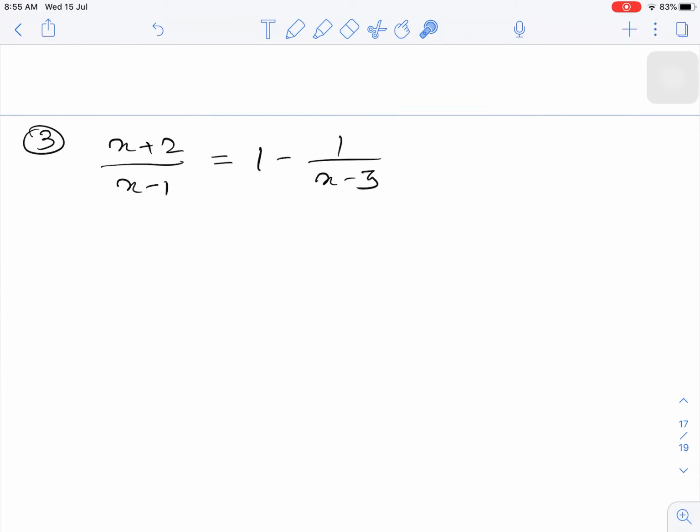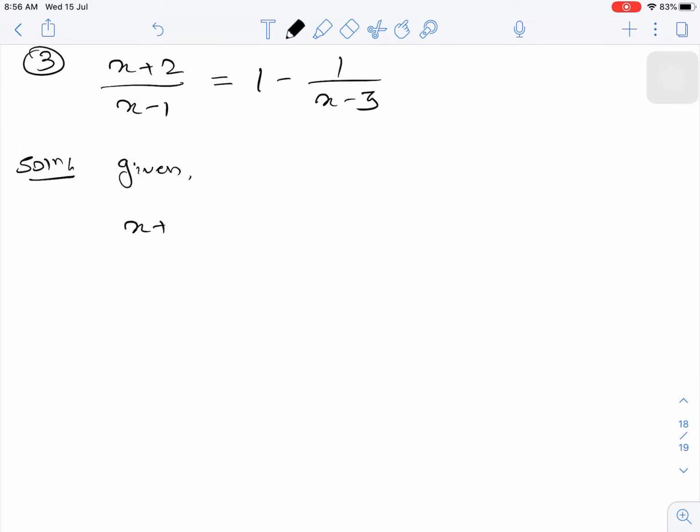Now here in this example we have (x + 2)/(x - 1) = 1 - 1/(x - 3). Now remember, how many terms are with x? This is with x, this is with x, and this is with x. So we are going to keep all the terms with x on one side. So what we are going to do: solution, given (x + 2)/(x - 1) = 1 - 1/(x - 3).